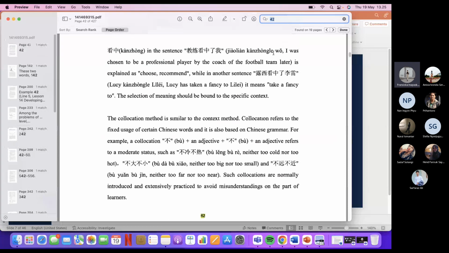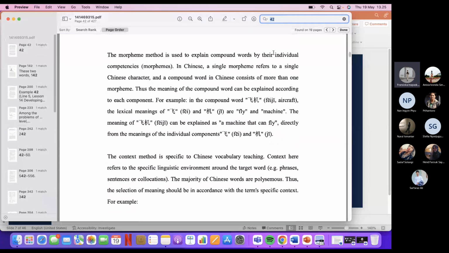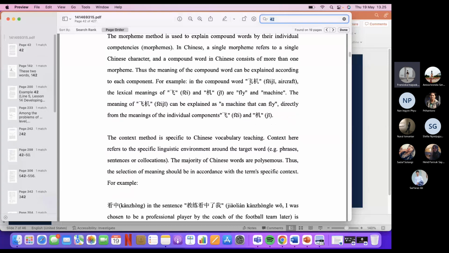From the morpheme method, for example, in the compound word feichi, aircraft, the lexical meanings of fei and chi are fly and machine. So the meaning of feichi can be explained as a machine that can fly. It comes directly from the meanings of the individual components, fei and chi.